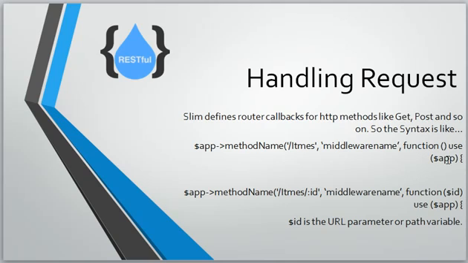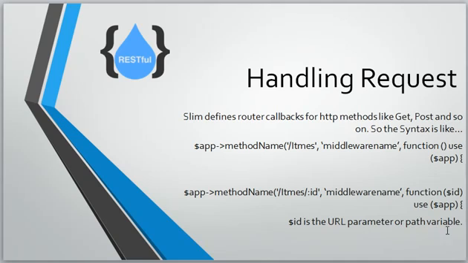$app->method name('/items/:id', function($id) use ($app)). While here in the second example, when the URL ends with /items/ID and the method name matches the HTTP method such as get, post, put, delete, then the body of the function will get executed and it will use the ID to retrieve the data from the database. Here ID is called the path variable.